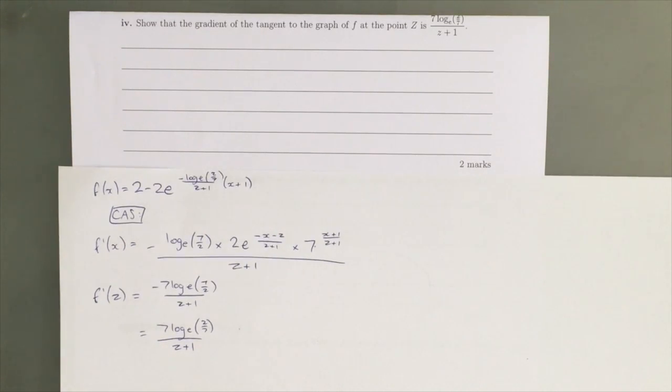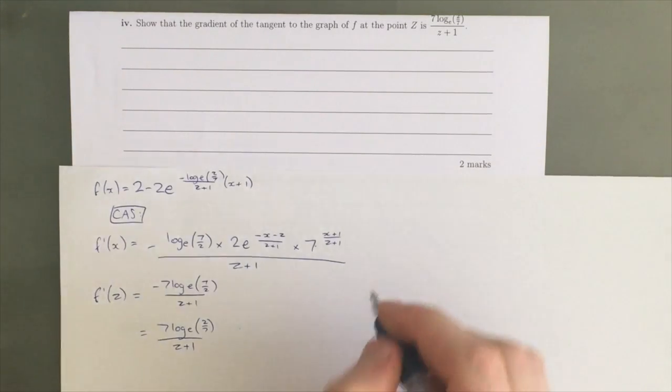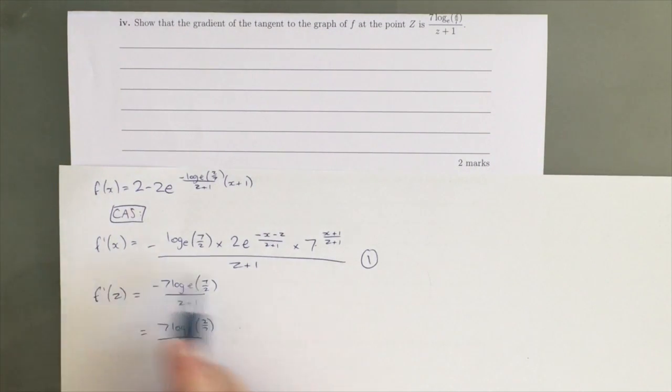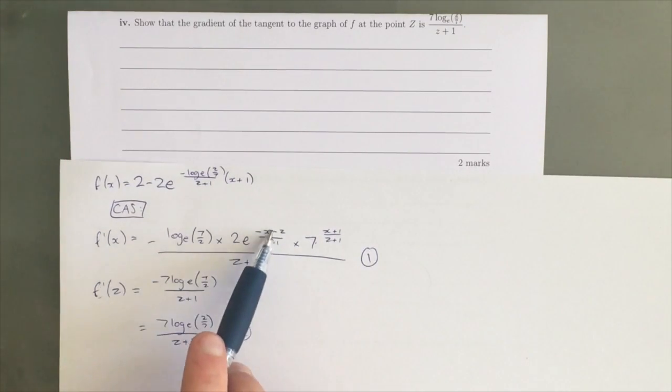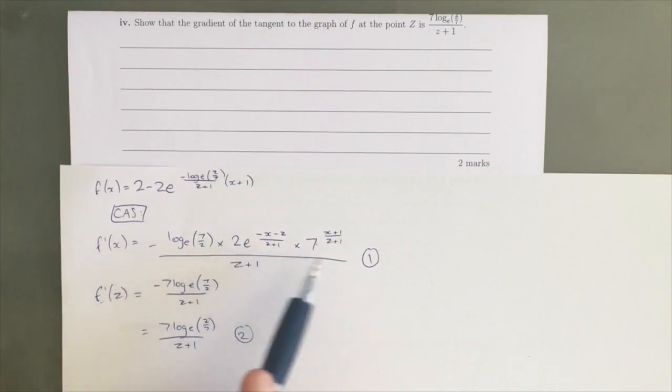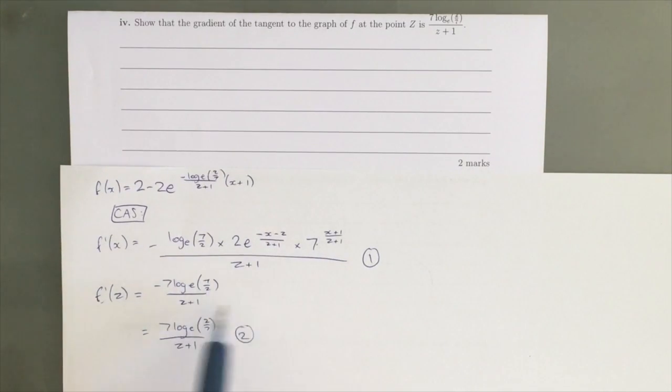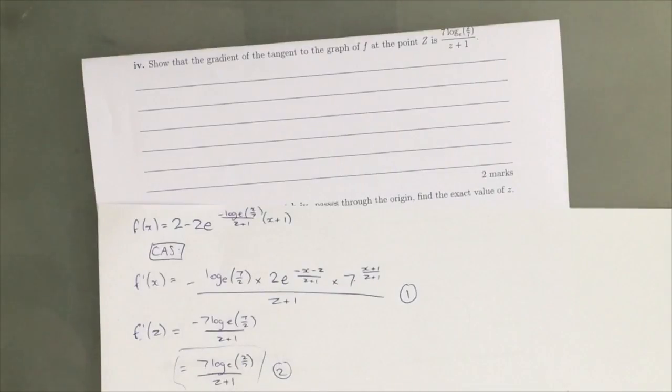So the first mark is getting this derivative, and then the second mark is applying the z into it and finding this answer. The reason why that simplifies it so much is because when you replace these x's with z's, it makes the whole equation a lot smoother and simpler. So this is your final answer.